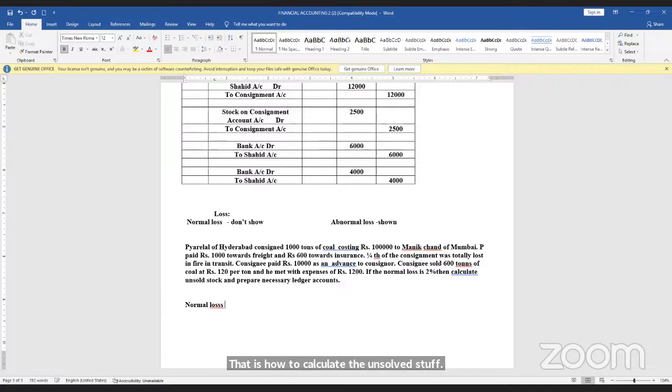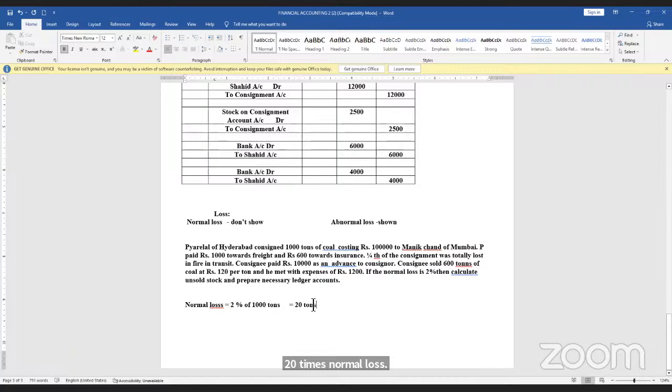Normal loss equals 2% of 1,000 tons, right? So how much is it? 2% of 1,000 tons means 20 tons, right? 2% of 1,000 tons is 1,000 into 2 by 100. If you do it, you get 20 tons normal loss. Okay. So what are you supposed to take?